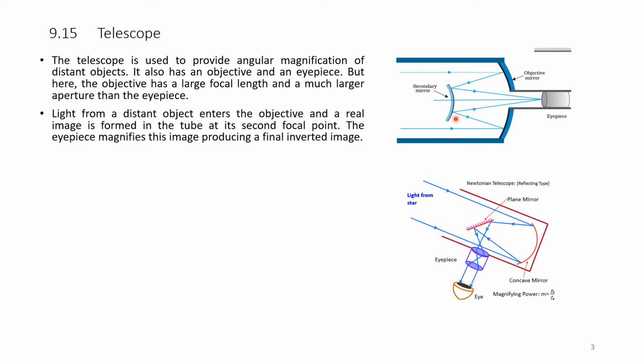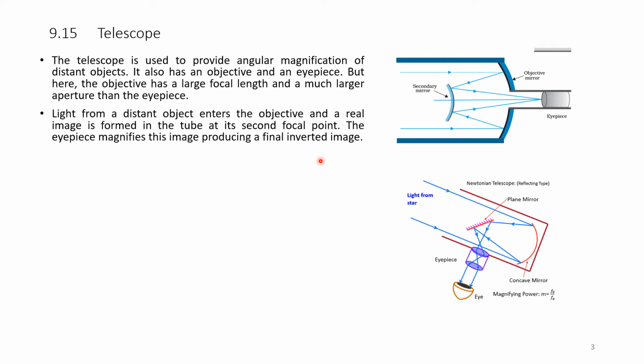At its second focal point, the eyepiece magnifies the image, producing the final inverted image. The magnifying power m is the ratio of the angle beta subtended at the eye by the final image to the angle alpha which the object subtends at the lens or the eye. Hence, m is equal to beta by alpha, that is equal to h by fe into f naught by h, that is equal to f naught by fe. In this case, the length of the telescope tube is f naught plus fe.